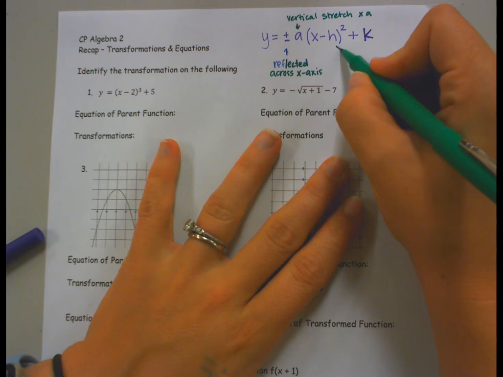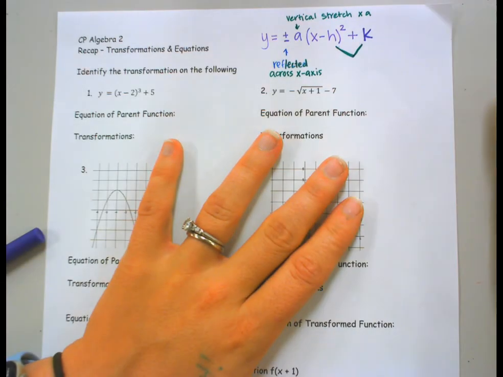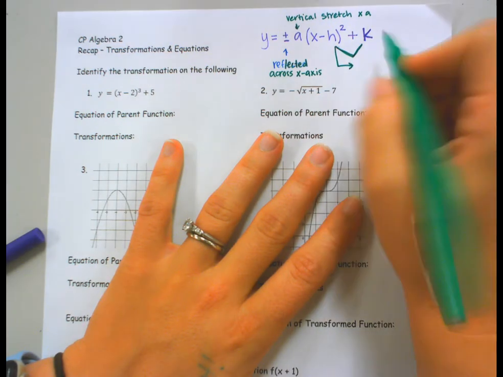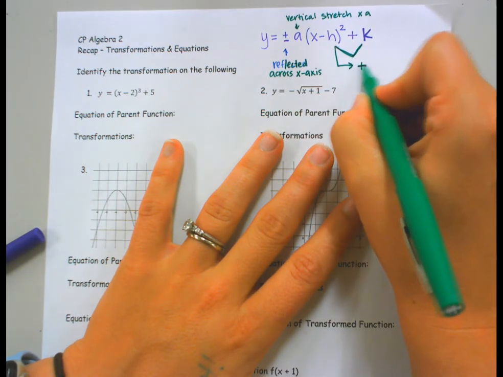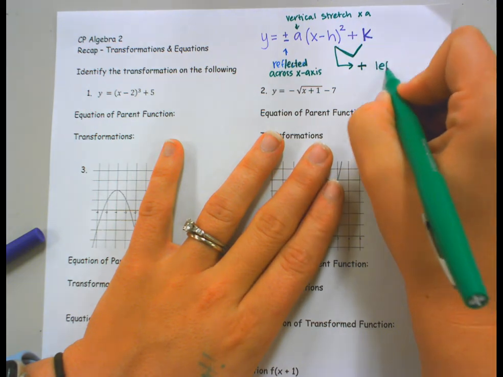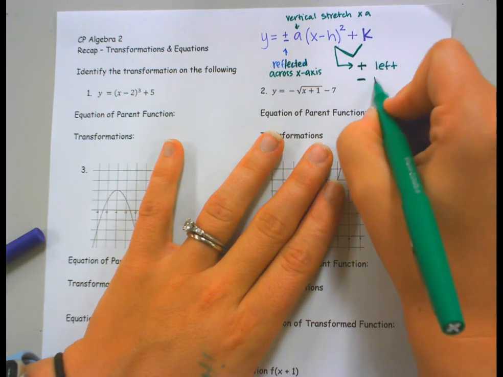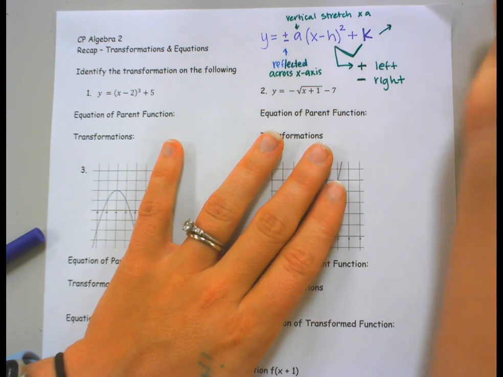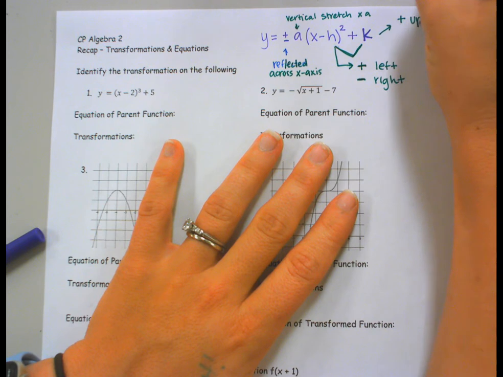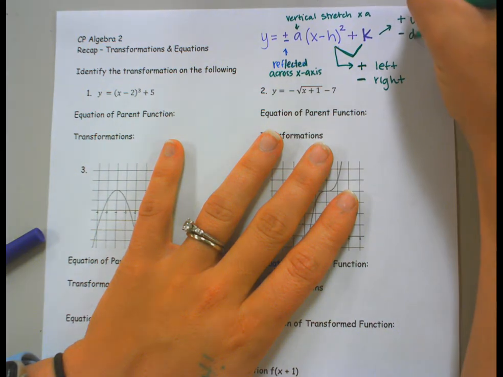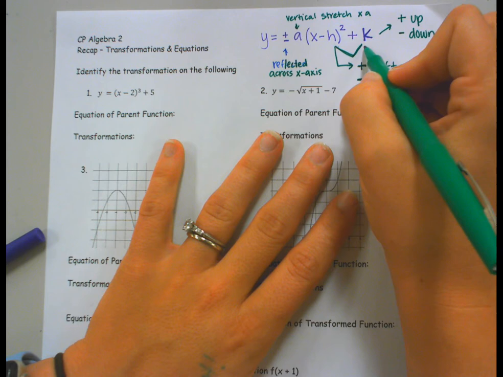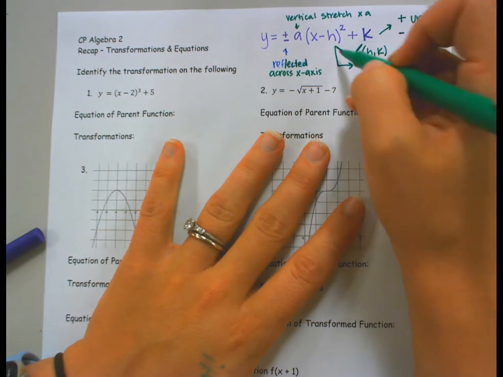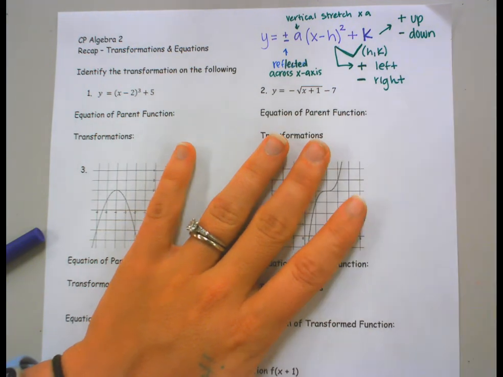Then these two values here make up your shifts right and left. So this H value tells us if we shifted right or left. If it's a positive value in here, that means we shifted to the left. If it's a negative value, that means we shifted to the right. Our K value tells us if it's positive K, we went up, and if it's negative K, we went down. So H and K actually make up the new vertex of our function. The H value shifts left or right, and the K value shifts up or down.